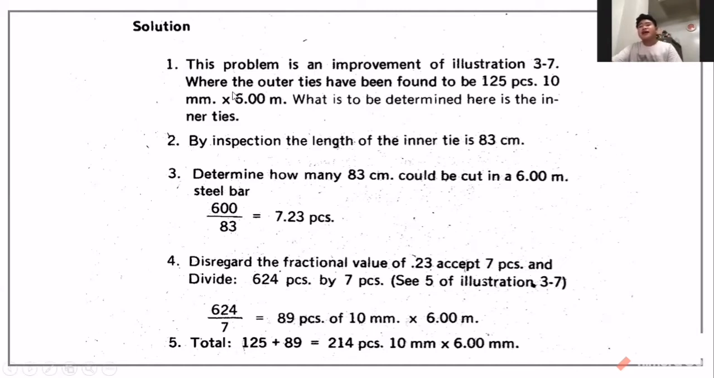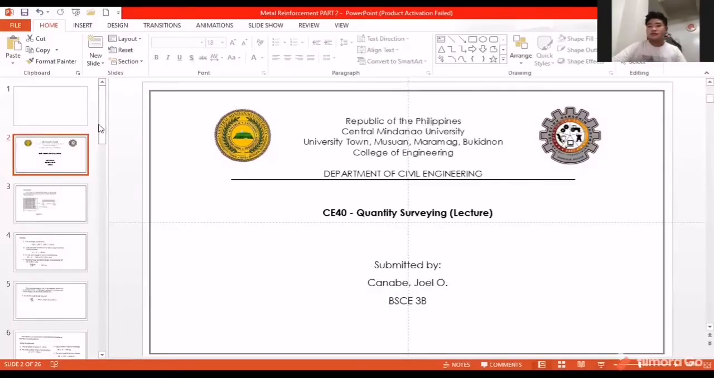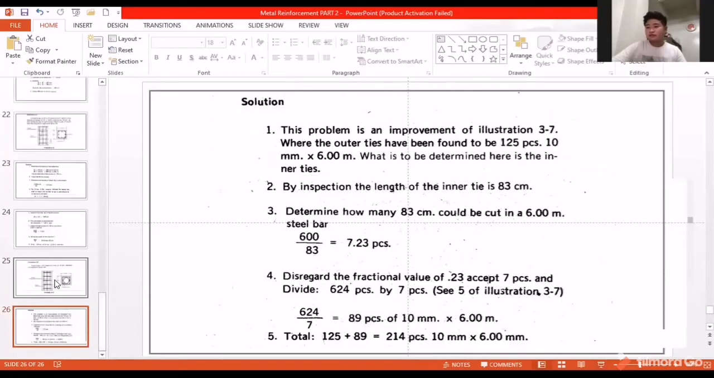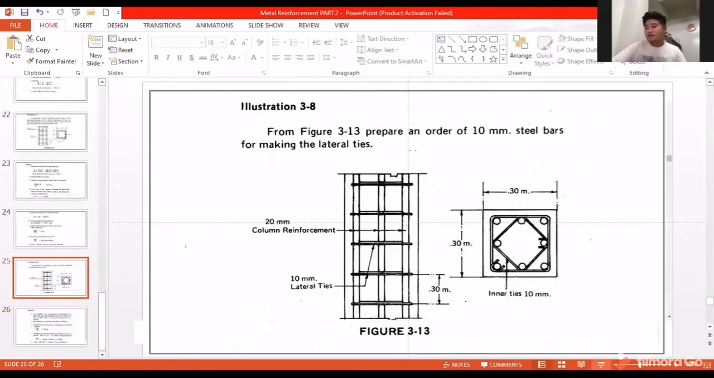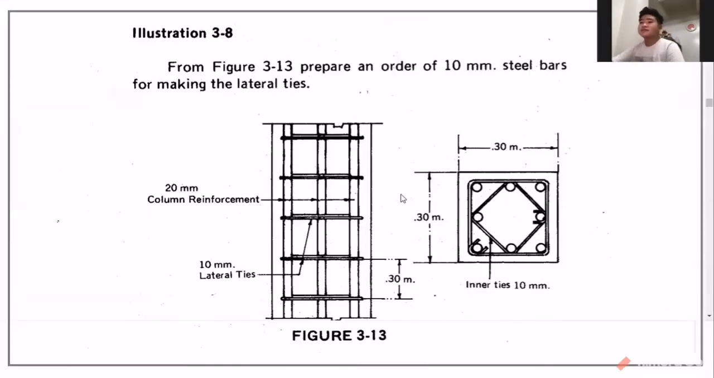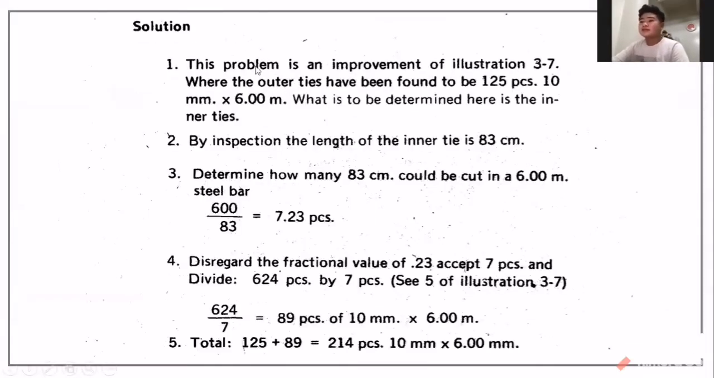So the outer ties have been found to be 125 pieces of 10 millimeter by 6 meter steel bars. So what is to be determined here is the inner ties. Okay, I'm sorry, I'm lost. So here, this problem again is an improvement of illustration 3 to 7, where the outer ties have been found to be 125 pieces, 10 millimeter by 6 meters. So what is to be determined here is the inner tie.